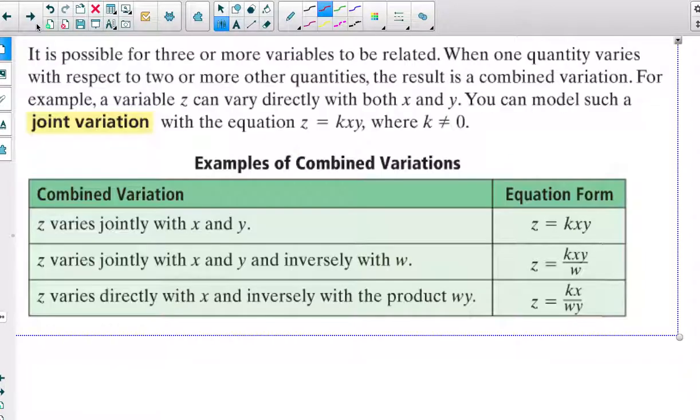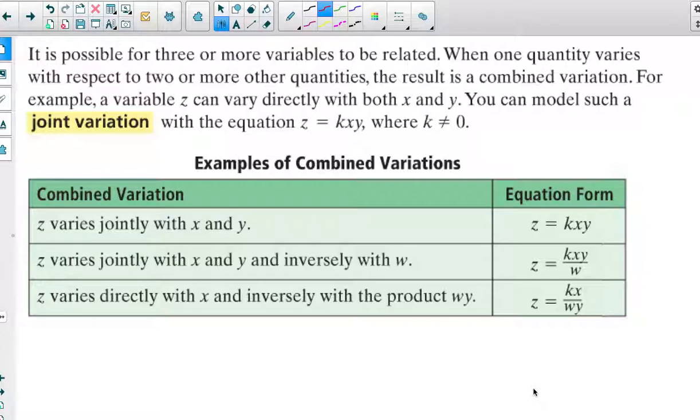Before we look at an example though, let's take a look at this information that the textbook provided for you. There's this nice little table above example 4 in the textbook, and it says it is possible for 3 or more variables to be related. So please don't panic when you see a whole conglomerate, mishmash of terms.